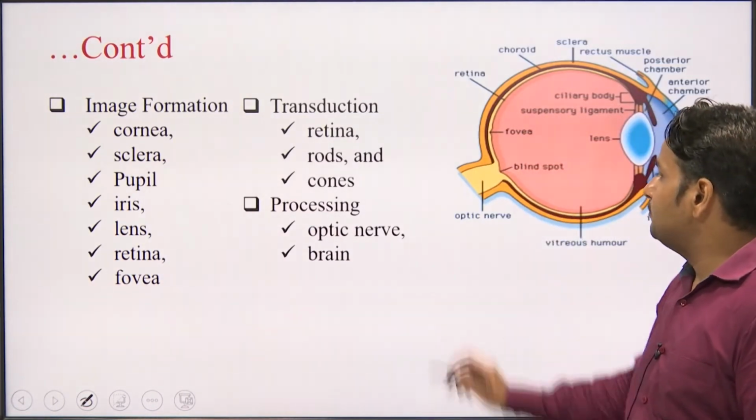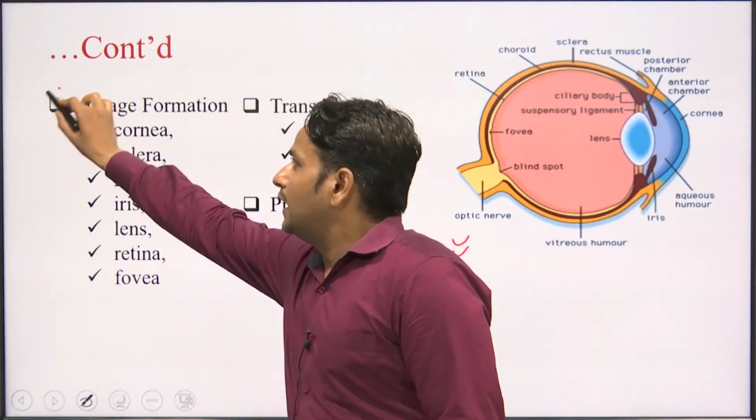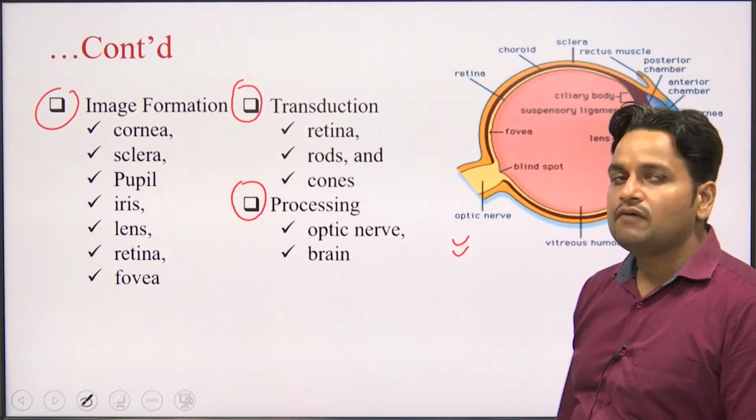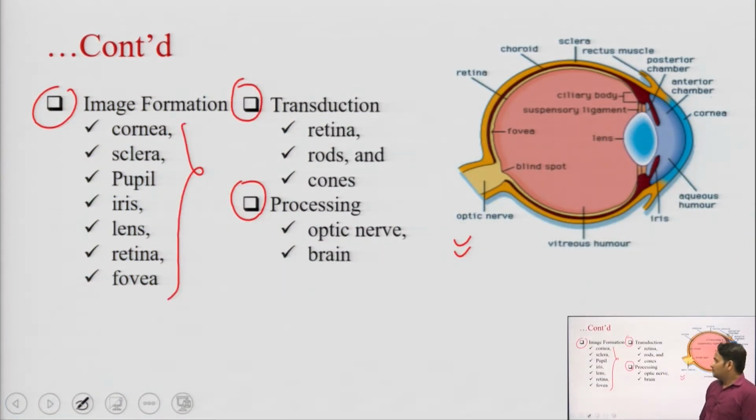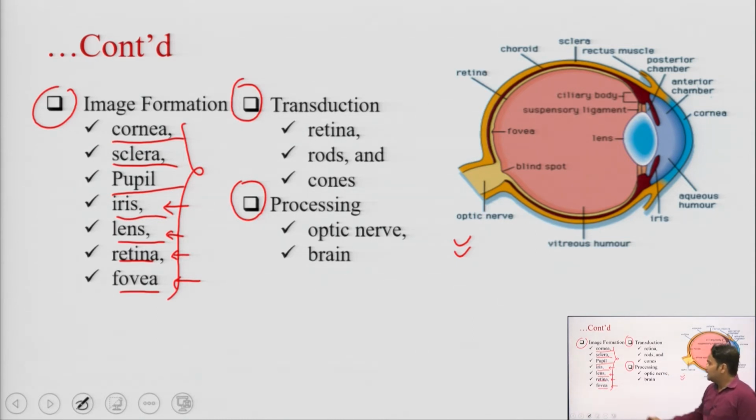So, this is the complete diagram of the human eye. Here we already talked about these three processes: image formation, transduction and processing. Related to image formation, all these parts of the human eye are responsible for forming the image in the human mind. First, the cornea, sclera, pupil, iris, lenses, retina and fovea are completely responsible for forming an image in your mind.